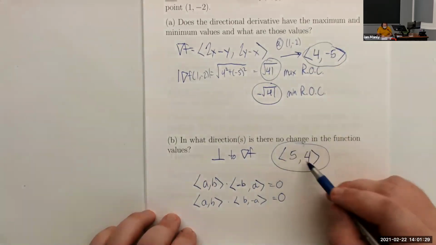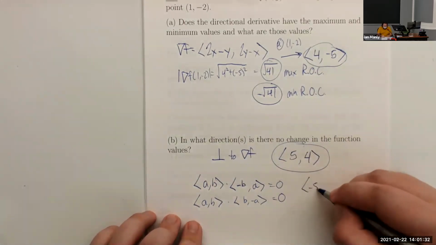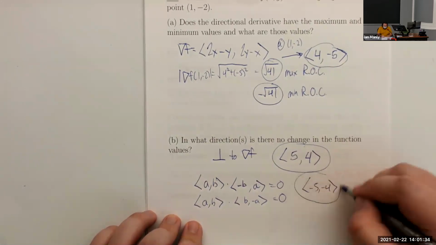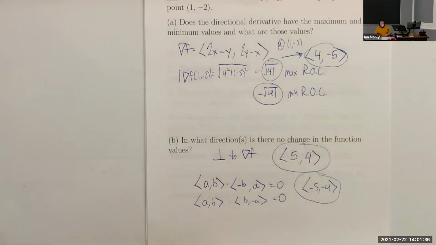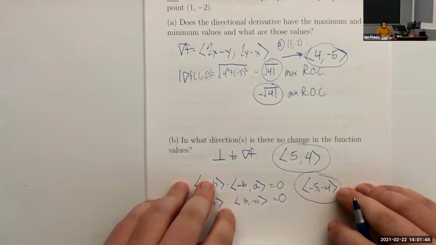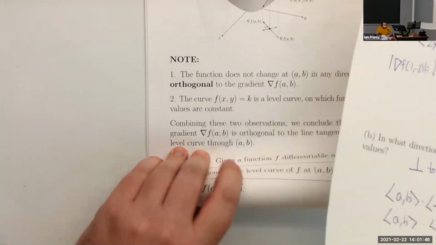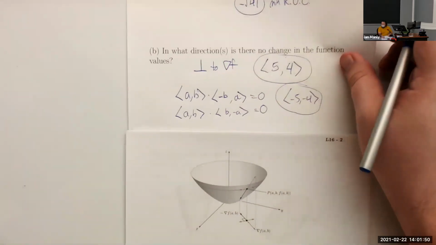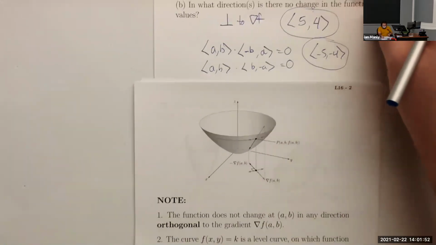So this is going to be the direction. And I guess we could also include this as well. These will be the two directions in which there's no change in the function values, i.e. we're going to be perpendicular to the gradient right here. All right. So let's take a visual look at what's going on with this. And we did this algebraically. Let's see a visual here.